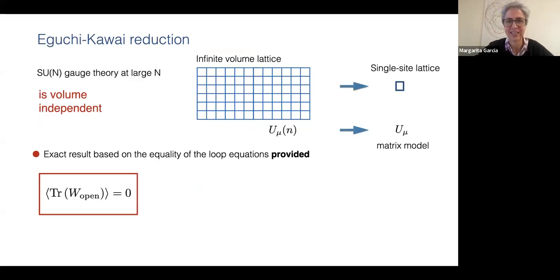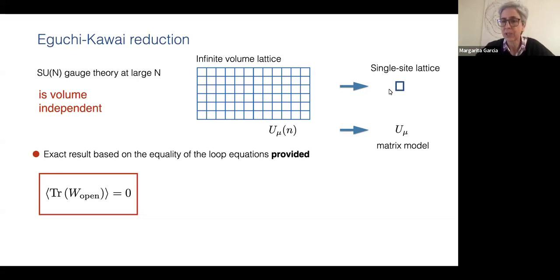Okay, so a very basic introduction to Eguchi-Kawai reduction before going into TEK. The idea is very nice, but simple: an infinite volume lattice is equivalent to a matrix model that lives on a single site lattice, in principle with periodic boundary conditions. What one does is just replace the link variables by matrices, 4 matrices in the case of 4 dimensions, that don't have any space dependence.